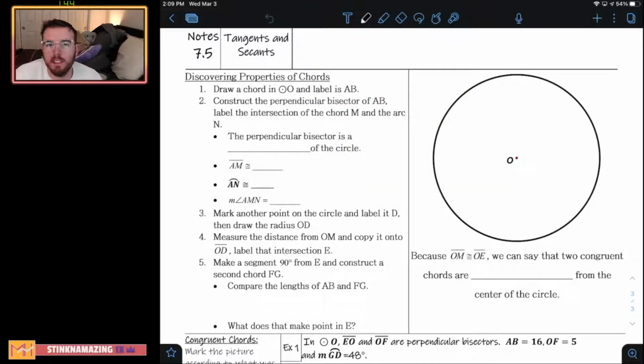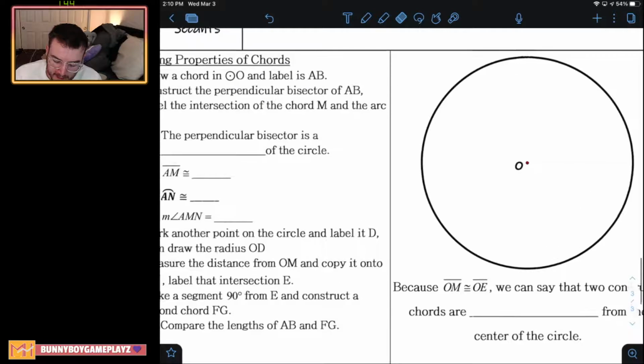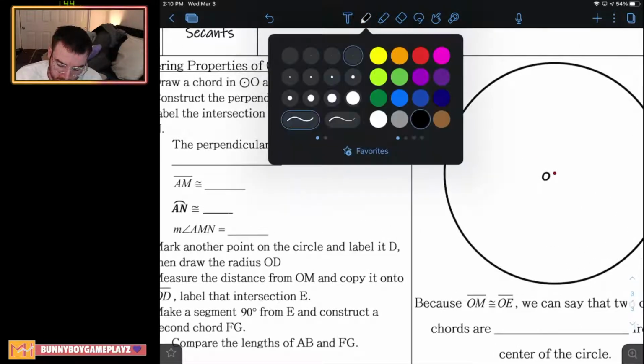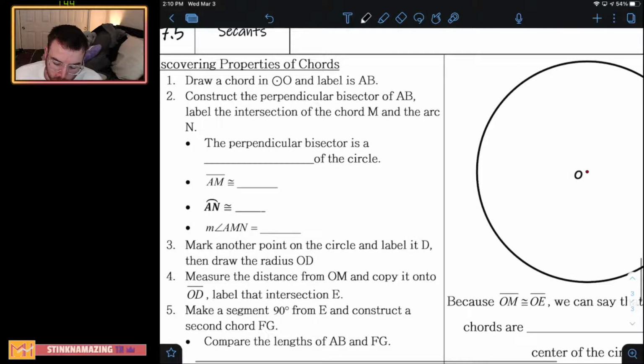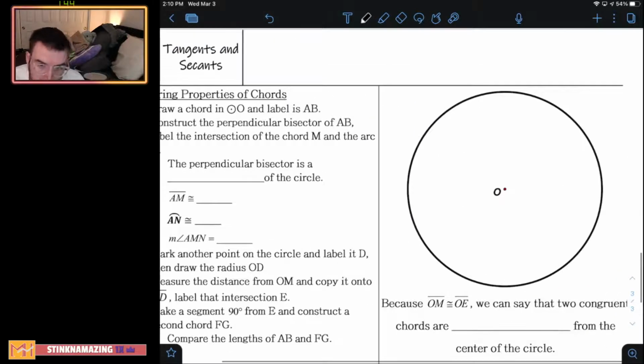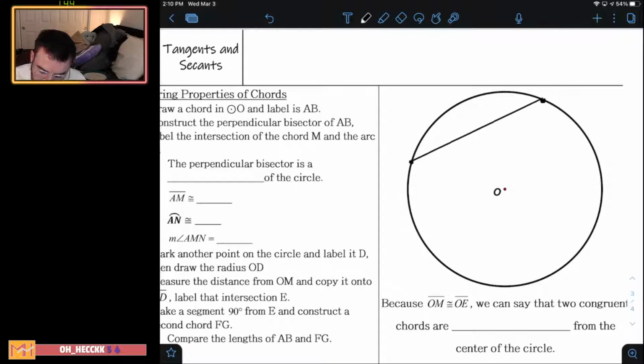What is a chord? A chord is a segment that goes from edge to edge. That is a chord. It went from edge to edge, okay? So it's not a line, it's not infinite, it has a clear beginning and end. So we're going to draw a chord and label it AB. So here's a point and here's a point. Boom, I have drawn a chord.